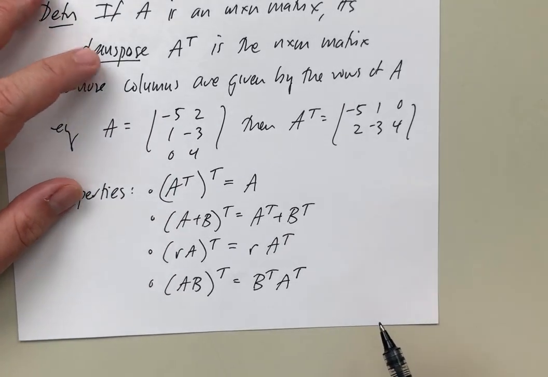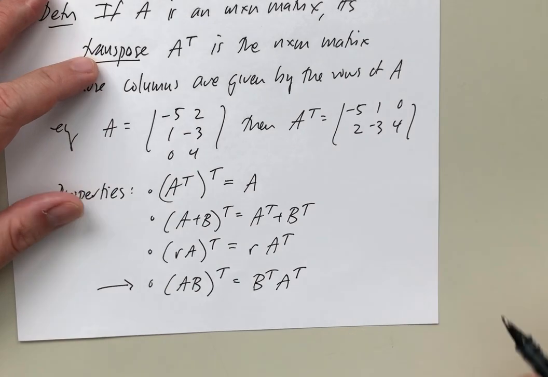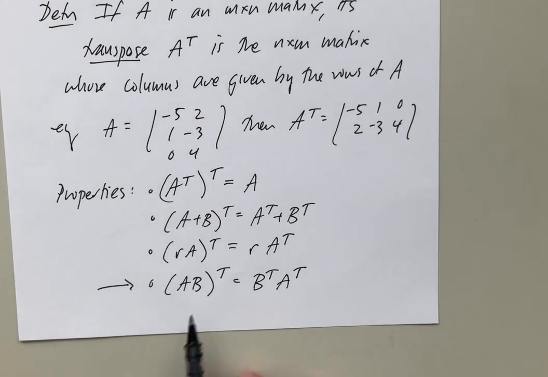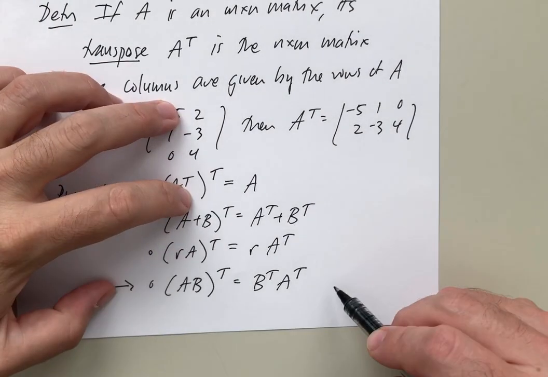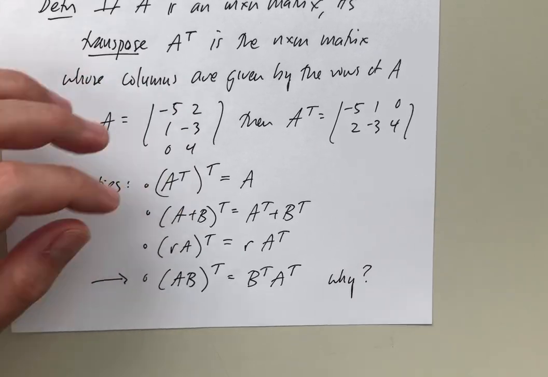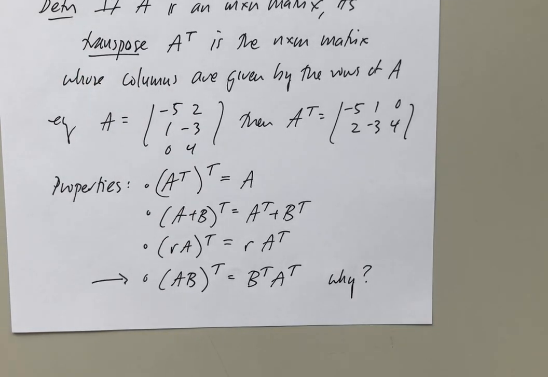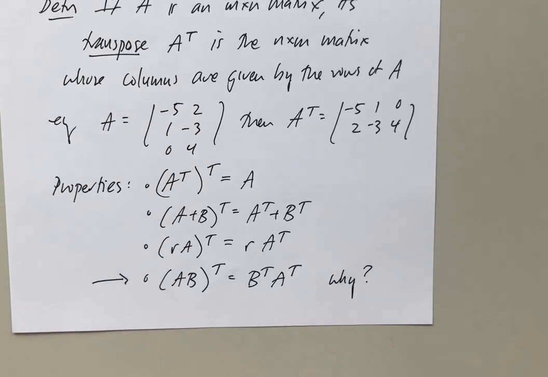I think I'm out of time. I was planning to maybe prove this for you, but this is something we can talk about in class. Maybe you can think about this. Can you prove why that is? It's kind of funny that you get this switching of the order, but if you work it out, you'll see why.